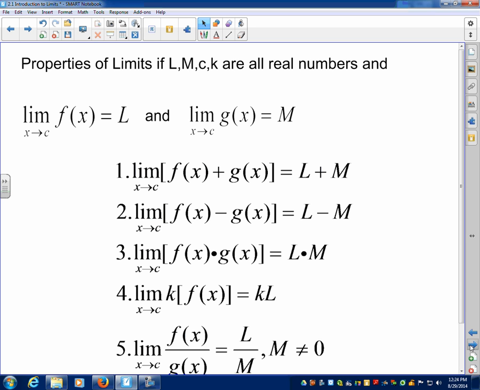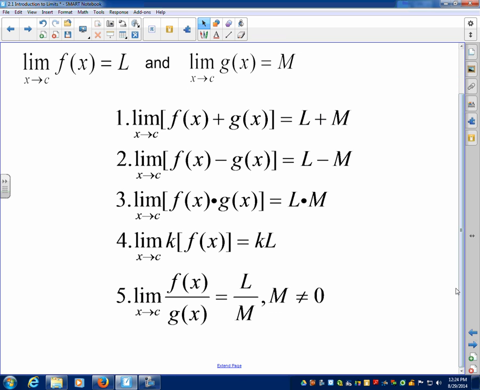That's what this is saying. So the limit of the sum of two functions, if you could break it up into a sum, is the same as finding each individual limit and adding them up. The limit of a difference of two functions would be the same as finding the individual limits and subtracting them. The limit of the product is the same as finding the individual limits and then multiplying them. The limit of a scalar multiple times that function would be the same as finding the limit of that function and multiplying it by the scalar multiple.